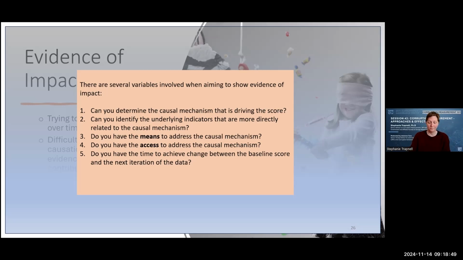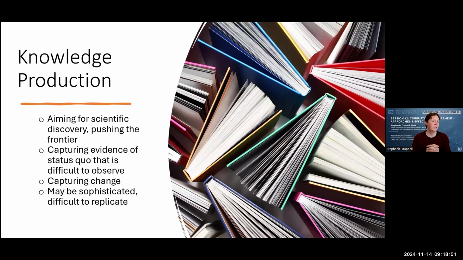Just be aware. And then the fourth area is knowledge production or scientific discovery. You're pushing the frontier. You're capturing evidence of the status quo that is difficult to observe. Corruption is often unobservable, and you have to dig down to see what's actually happening.